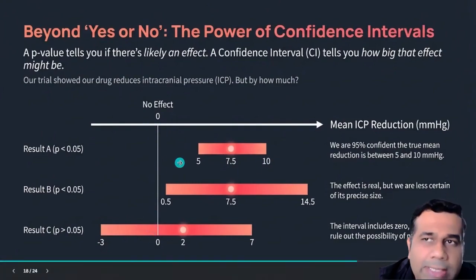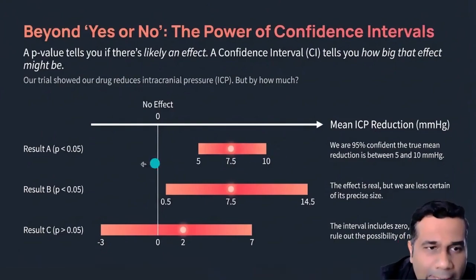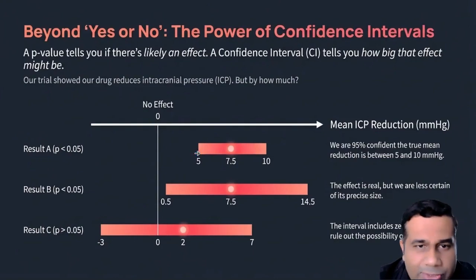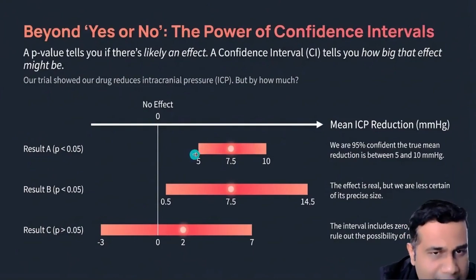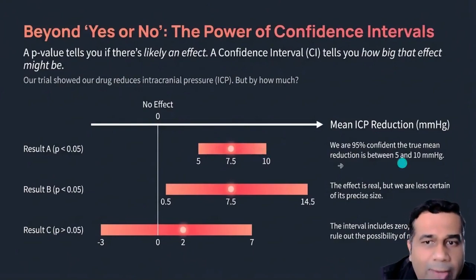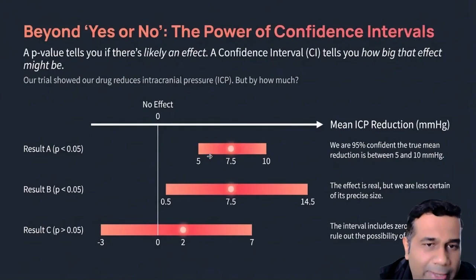So we are testing out a new drug for reducing the intracranial pressure. In the initial finding, we got a p-value less than 0.05. That is result A, and we found that it reduces ICP by 5 points up to 10 points, between 5 and 10 millimeters. And that's a relevant finding, right?